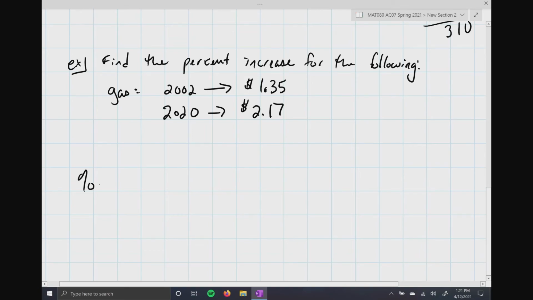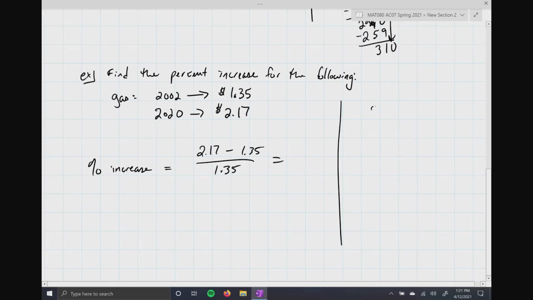So here we go. Percent increase equals 217 minus 135, all divided by 135. So off to the right, I'm going to do my math. 2.17 minus 1.35. 7 minus 5 is 2. Got to borrow. So it's gone up 82 cents in 18 years. Okay? So we have 0.82 divided by 1.35.